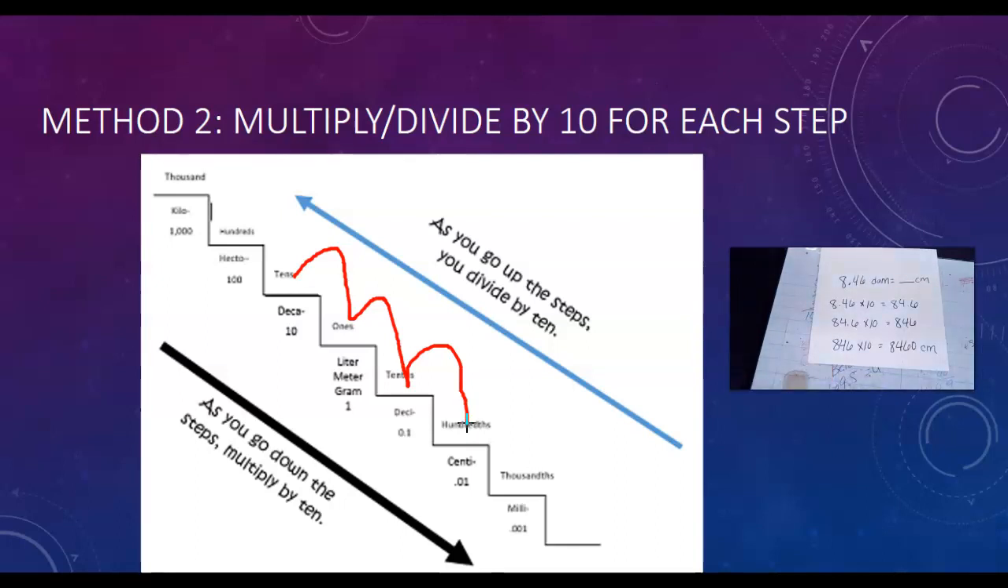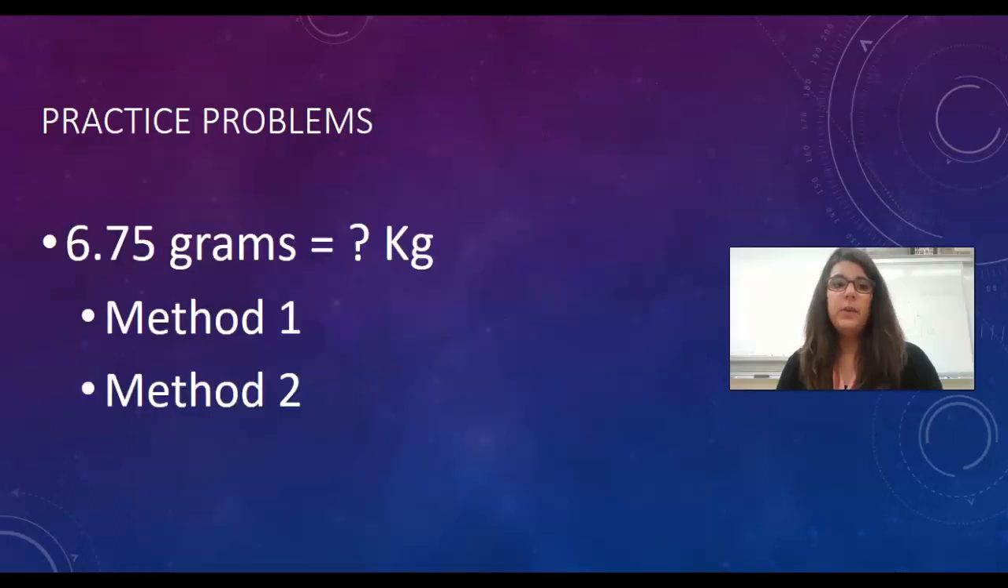So if you're going up the ladder, you're going to divide by 10 for every step. If you go down the ladder, you're going to multiply by 10 for every step. You can use whichever way is easy for you. Some of you might be visual learners. Some of you might like the multiplying and dividing by 10 as well. All right, so I want you to try this practice problem on your own. 6.75 grams equals how many kilograms? Use either method 1 or method 2. Pause this video, complete the problem, and then start it up again, and I'll go through the answer.